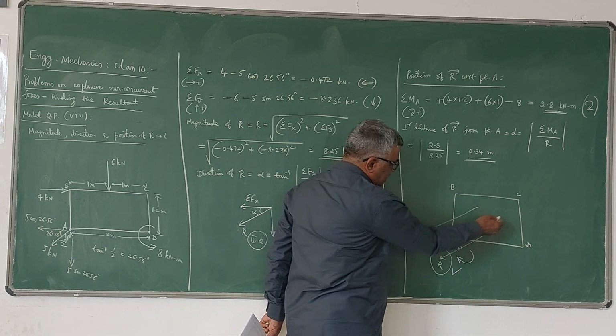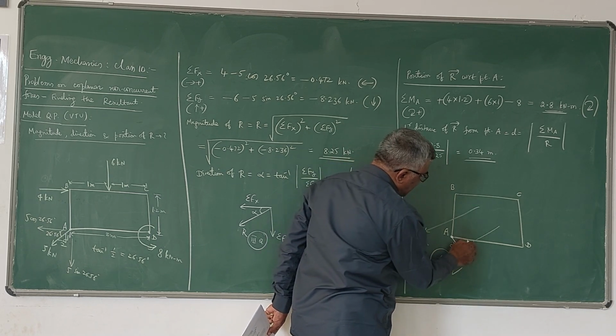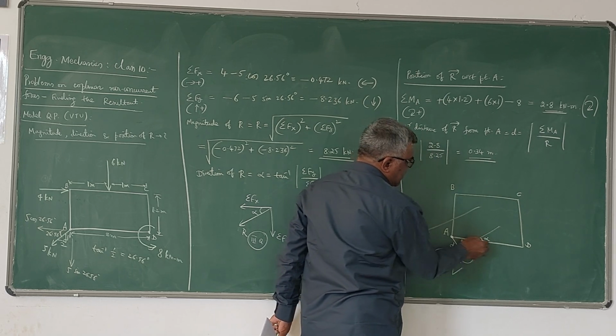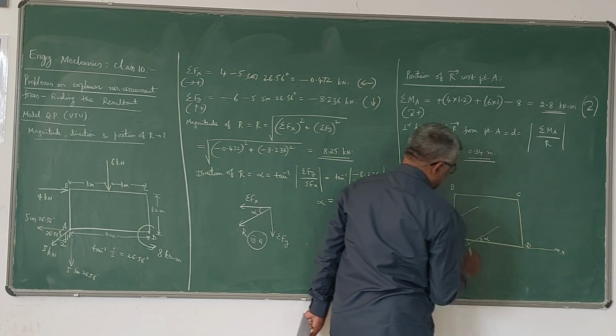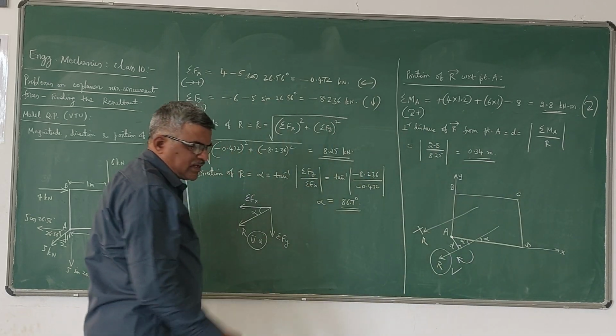Now the direction of R here is this, and this angle is your alpha, or this angle is your alpha direction, with respect to horizontal. So this itself is taken as the x-axis, and this itself is taken as the y-axis. That is how we have to locate the resultant.